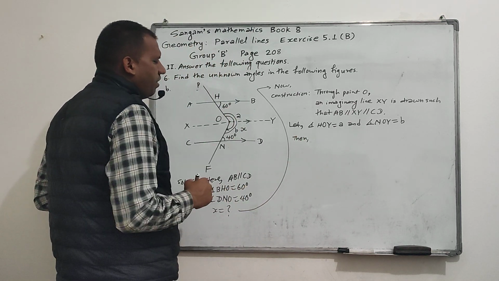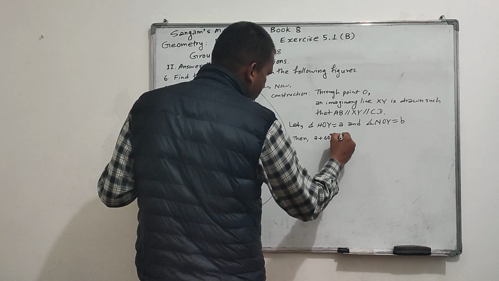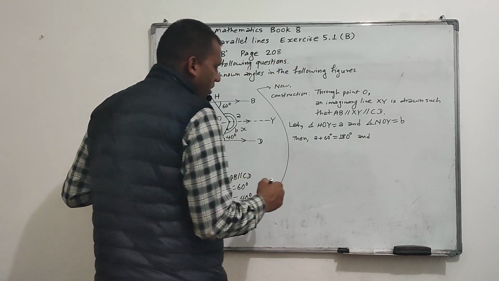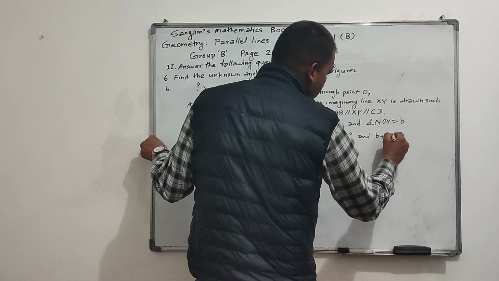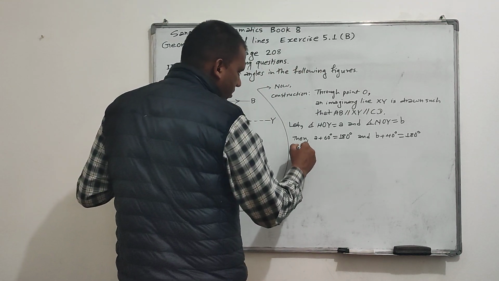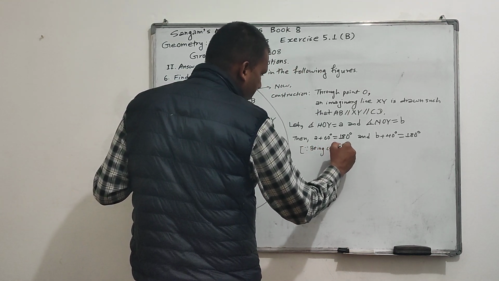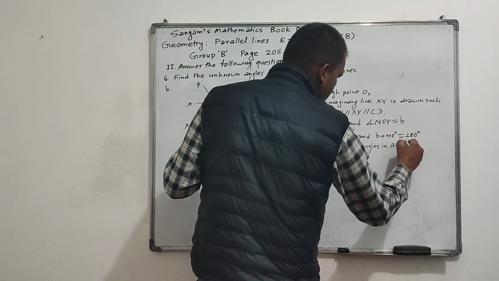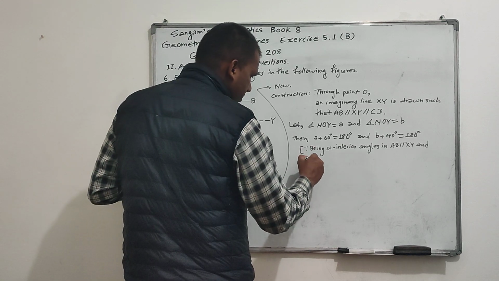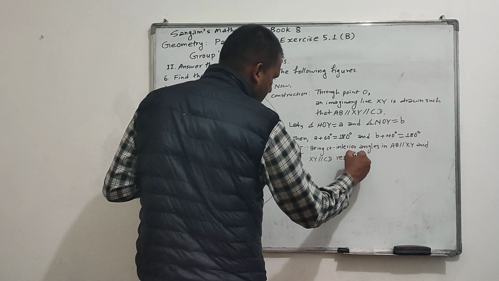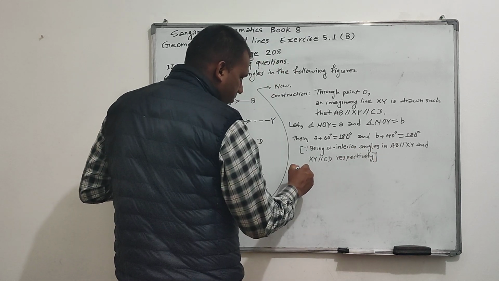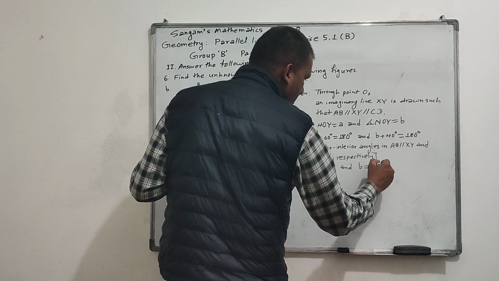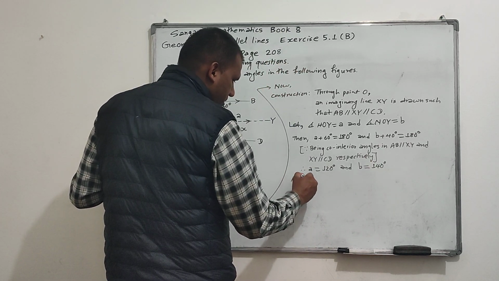Then A and 60, they are co-interior angles, so we can write A plus 60 equal to 180 degree, and B plus 40 equal to 180 degree. They are also co-interior angles, being co-interior angles in AB parallel to XY and XY parallel to CD respectively. Therefore, A equal to 180 minus 60, 120, and B equal to 180 minus 40, 140.